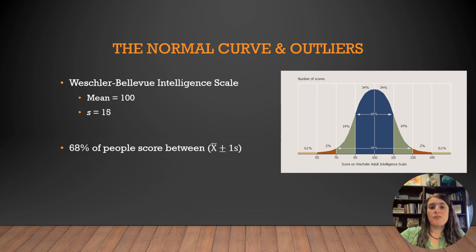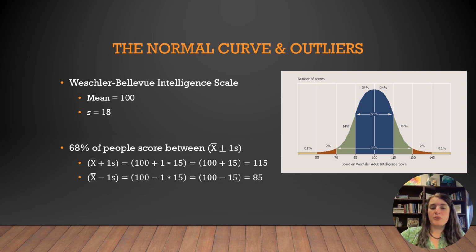What we'll need to do is take the formula in two steps. One time through, we'll use the addition option, and the other time through, we'll use the subtraction option. So here's the addition option. We take the mean value of 100, and we add 1 times the standard deviation. So we get 1 times 15, which is 15, and 100 plus 15 gives us 115. Then we do the same thing for the subtraction option, only this time we do 100 minus 15, which gives us 85. This means that 68% of people will score somewhere between 85 and 115 on the Wechsler-Bellevue intelligence scale.